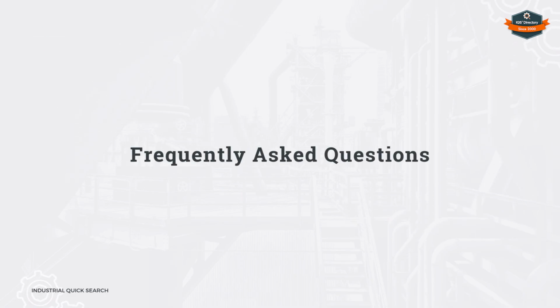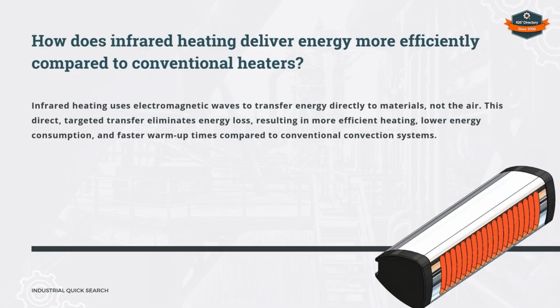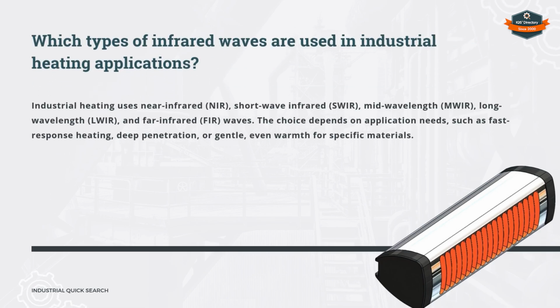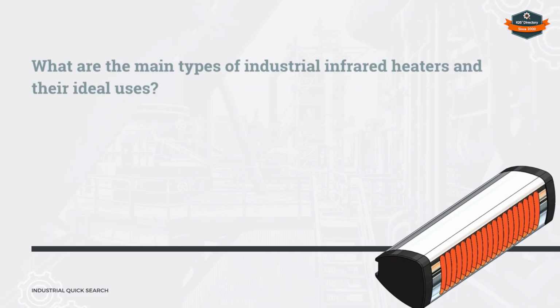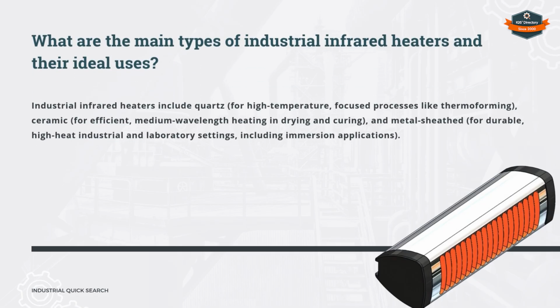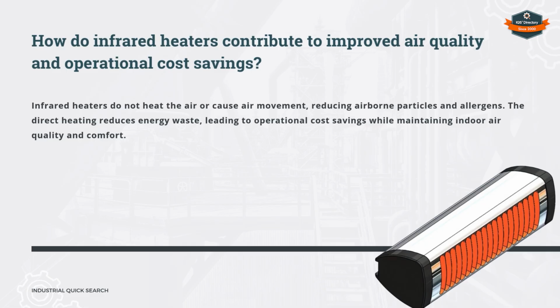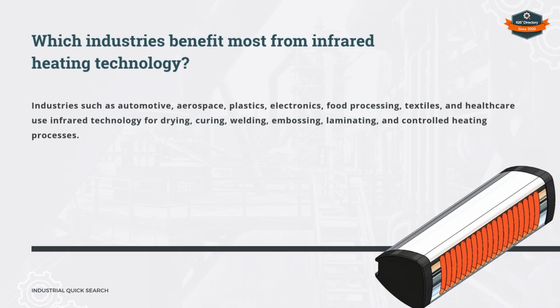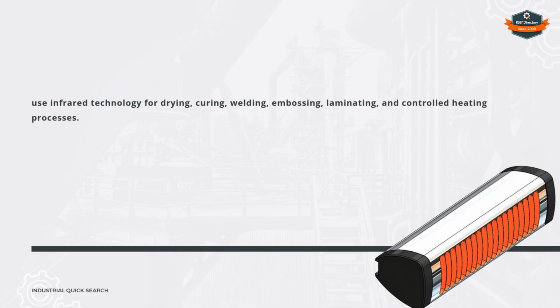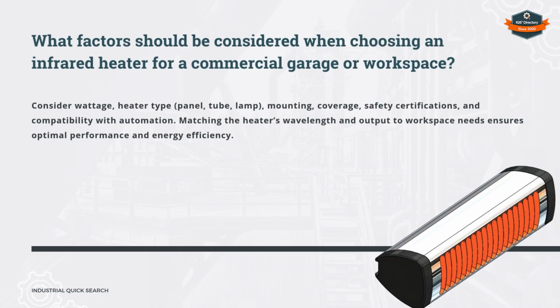Frequently asked questions. How does infrared heating deliver energy more efficiently compared to conventional heaters? Which types of infrared waves are used in industrial heating applications? What are the main types of industrial infrared heaters and their ideal uses? How do infrared heaters contribute to improved air quality and operational cost savings? Which industries benefit most from infrared heating technology? What factors should be considered when choosing an infrared heater for a commercial garage or workspace?